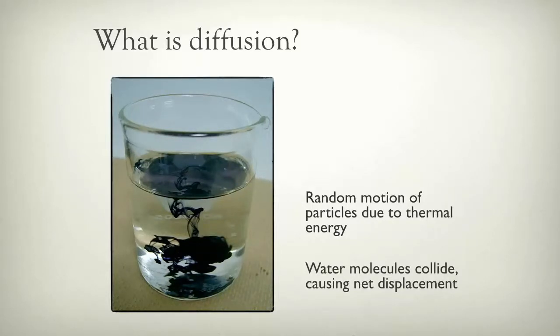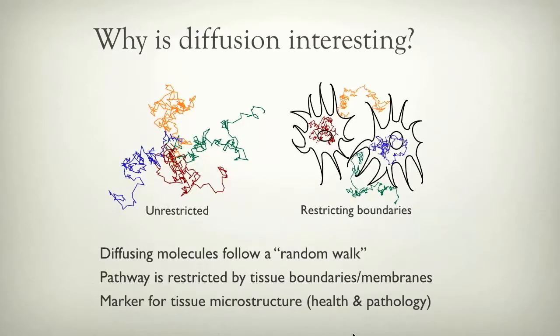So, okay, first off, just to remind everyone, what is diffusion? I'm sure I don't need to tell you this. It's basically random motion of, in our case, water molecules due to thermal energy, and they're colliding with each other, and that causes displacement. And the reason why that is interesting to us is because in unrestricted spaces, so if you have just water in a glass or a beaker, those molecules will follow a completely random walk. Their pathways and their ability to move are restricted by the presence of tissue boundaries and membranes. And so that then creates this really powerful marker for tissue microstructure.